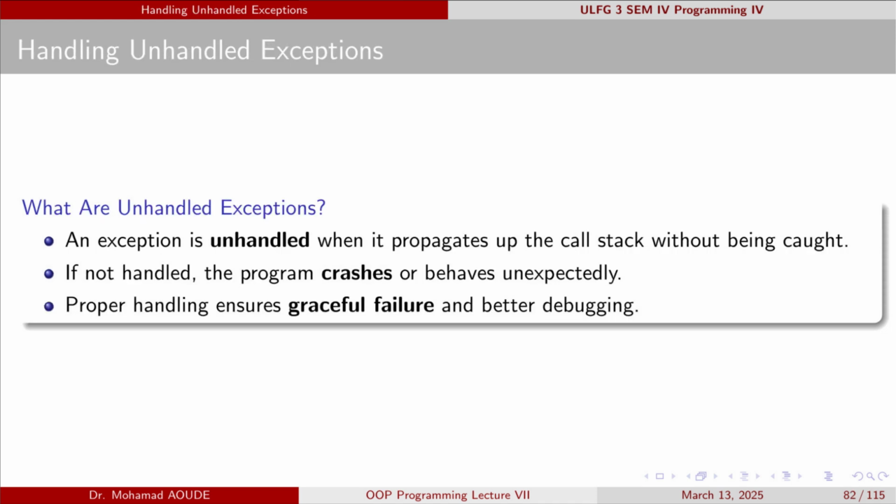An unhandled exception is one that isn't caught anywhere in your code. It propagates up the call stack until it hits the runtime, which then crashes the program. These can be dangerous but are entirely preventable with global exception handling.